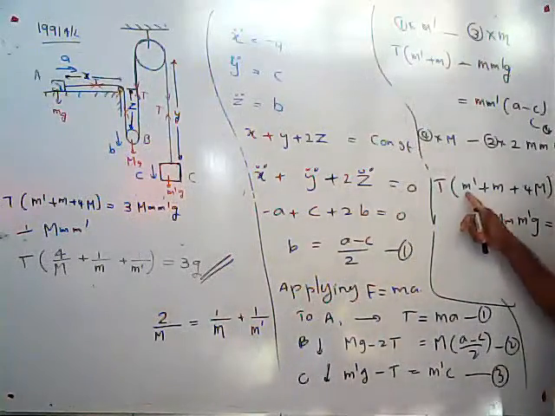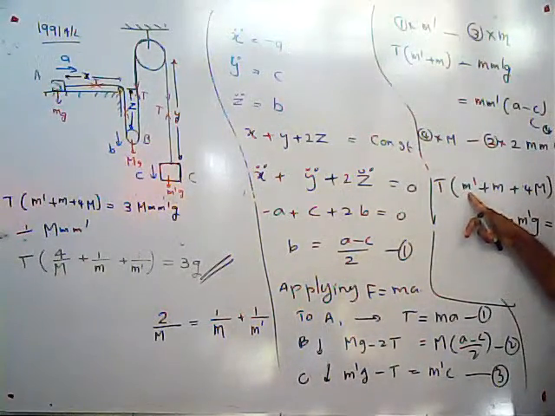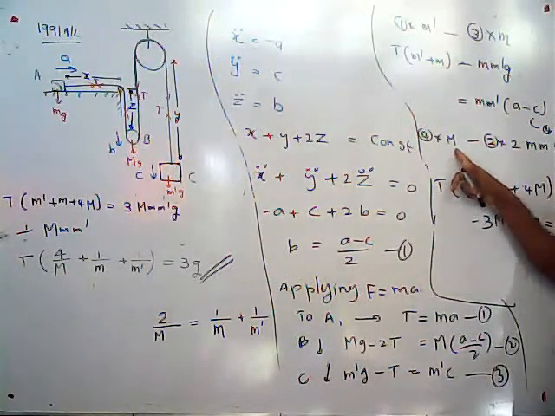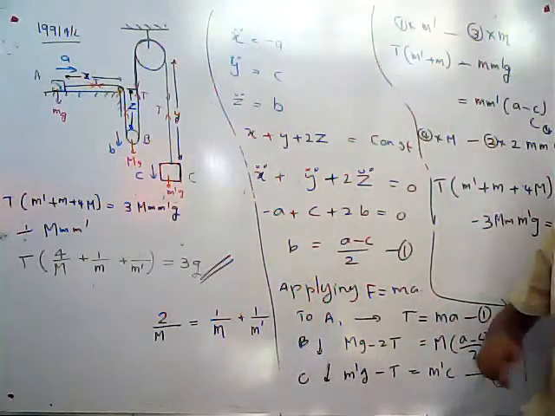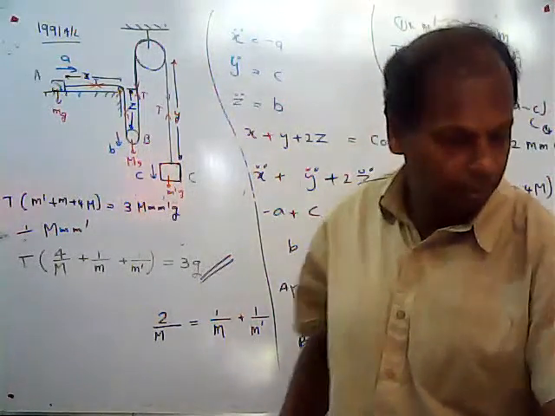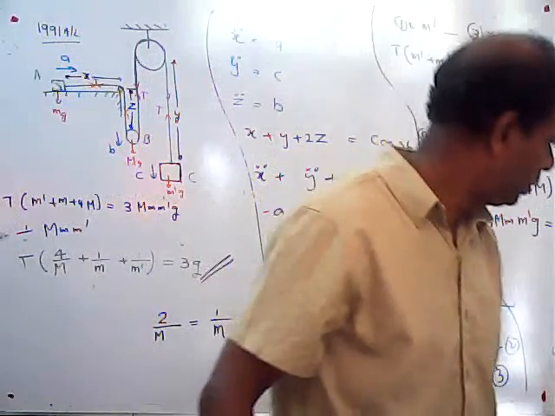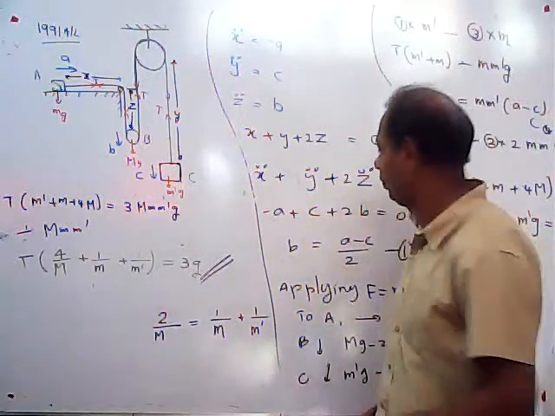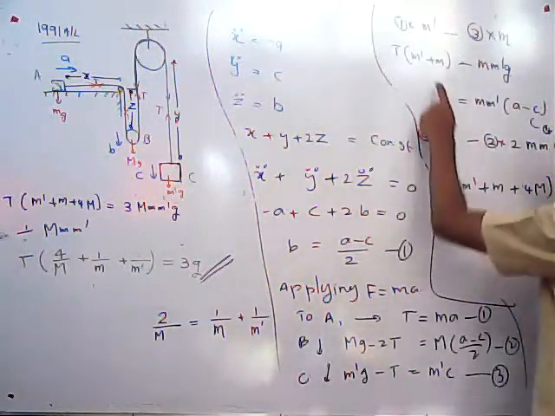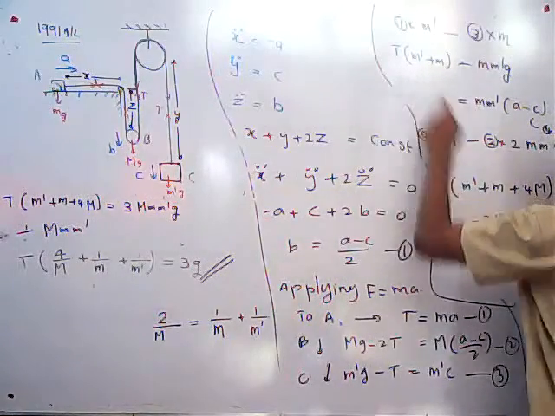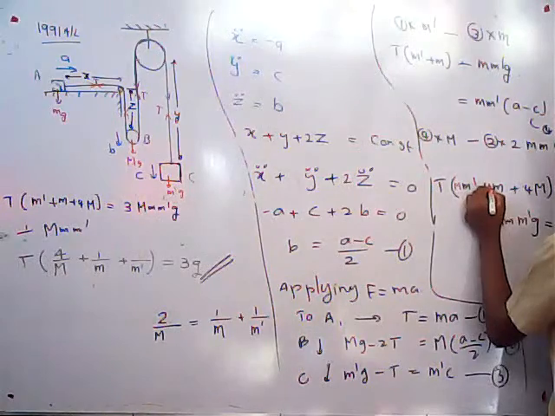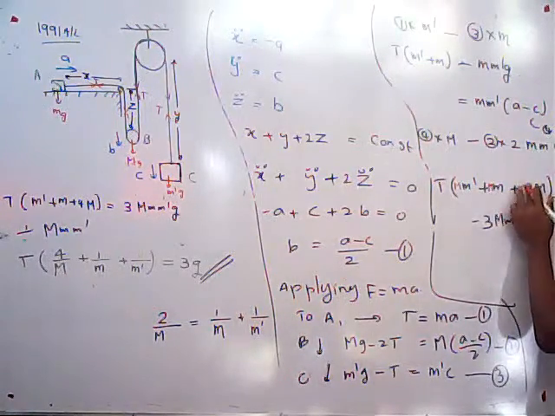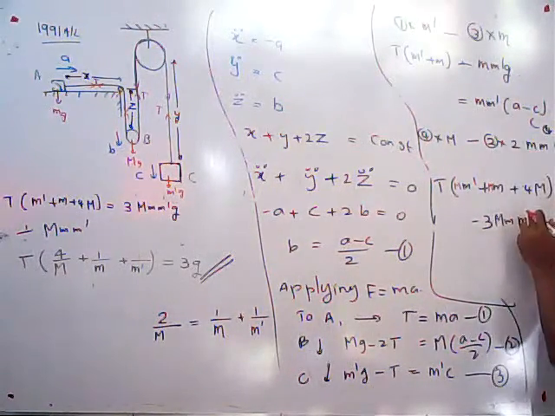Here, I was expecting that 4 into M, 4 into M, this has to be multiplied by capital M. Now, something is missing there. This by MM dash.